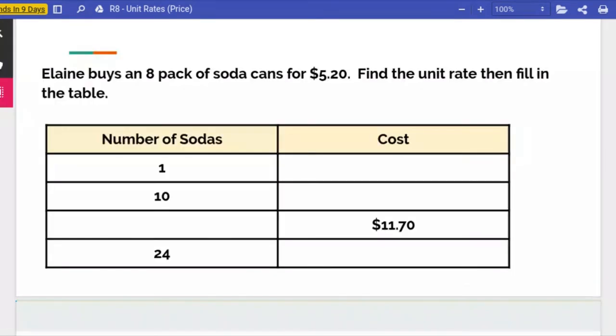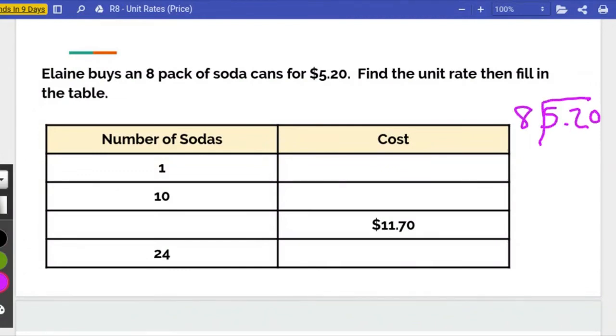Elaine buys an 8-pack of soda cans for $5.20. Find the unit rate and then fill in the table. So $5.20 divided by 8, because I would have $5.20 over 8. So 520 divided by 8. So that's going to be 65 cents. So it looks like our unit rate is 65 cents per can.